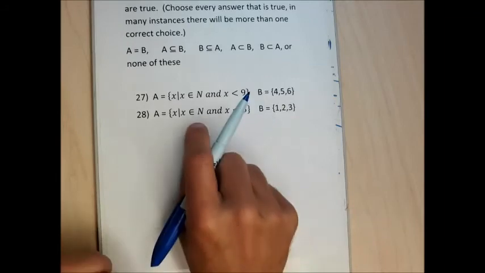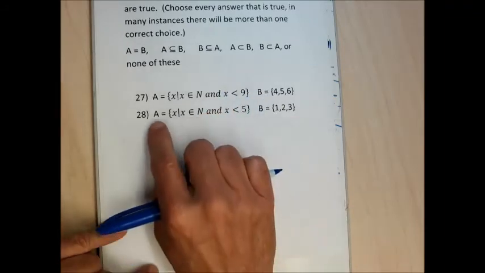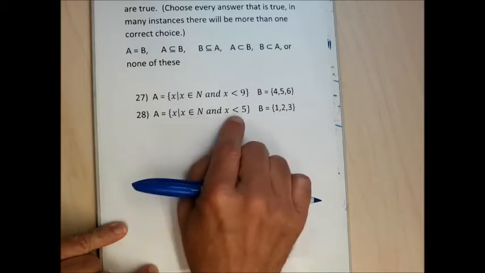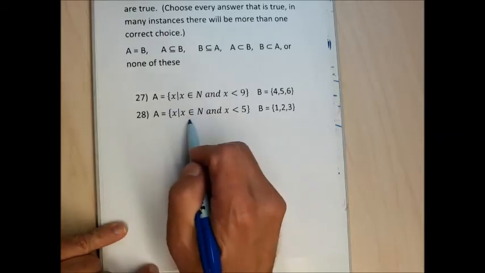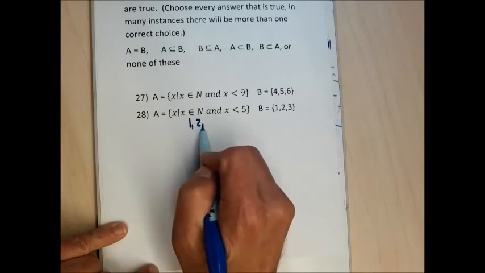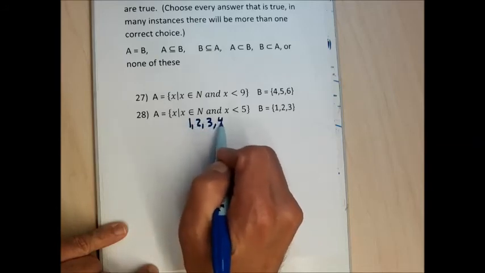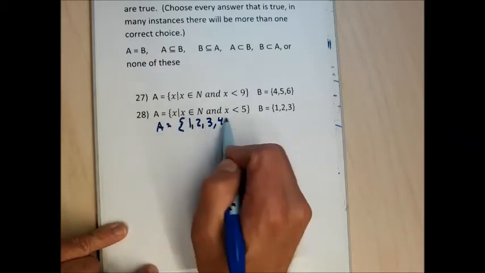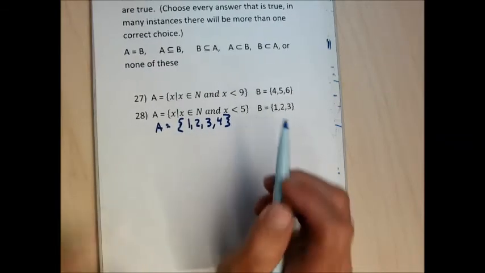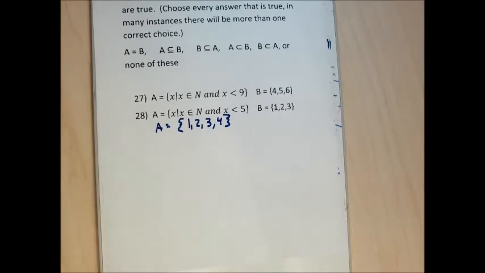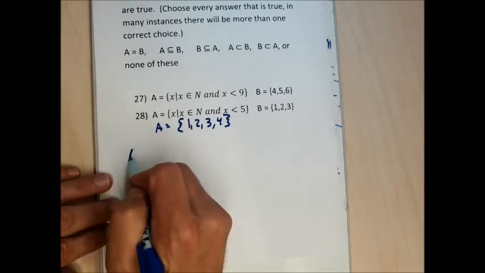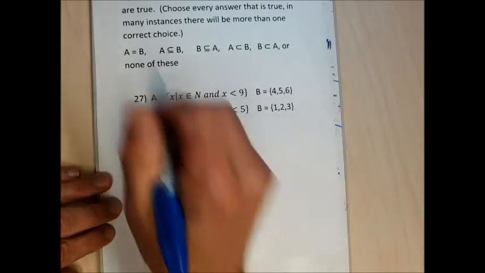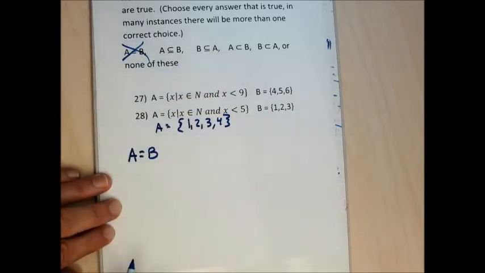So 28 gives me something in set builder notation. It says set A is a set of X, so the X is a natural number and it's less than 5. So the natural numbers that are less than 5 that don't equal 5 are 1, 2, 3, and 4. So I had to figure out that A is the set 1, 2, 3, and 4. And now I can go through and figure one at a time. Is A equal to B? They're not equal because they don't have exactly the same elements. So that one's going to be no.